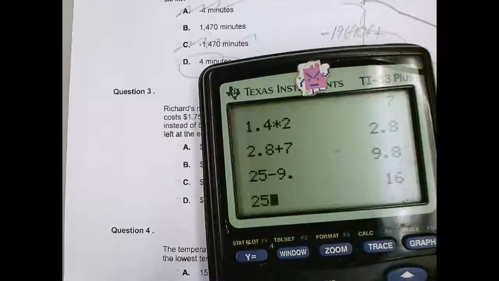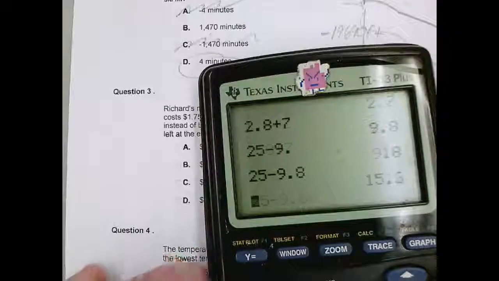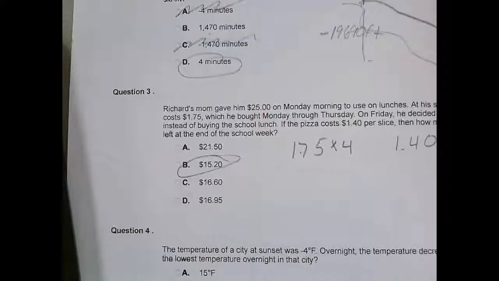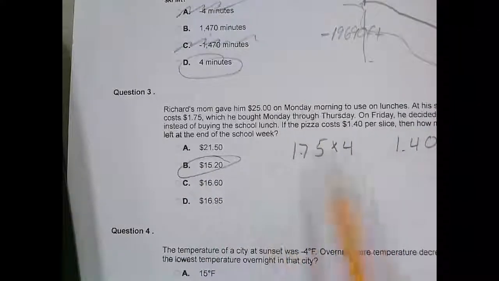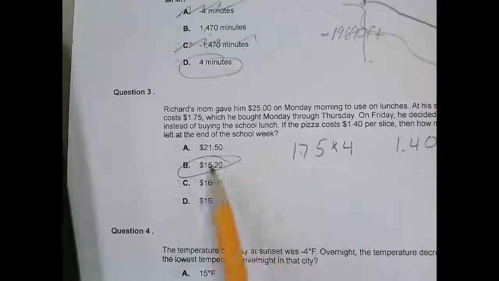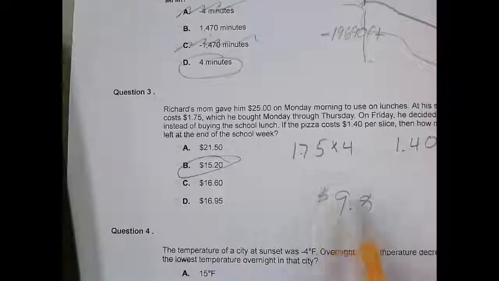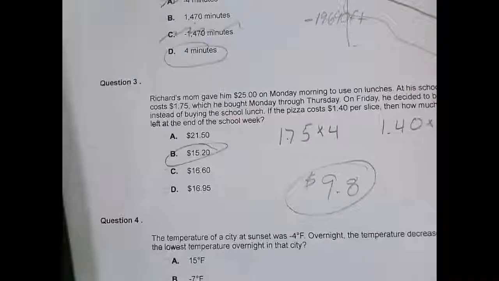Hang on, I typed it in wrong, my bad. He's got $15.20 left as change. There you go. Read them carefully, though. That's the moral of the story here. They want to know how much money is left. I'm really surprised that they don't have $9.80 as one of their answers, because we've seen that as our problems of the day where they like to do that to you.